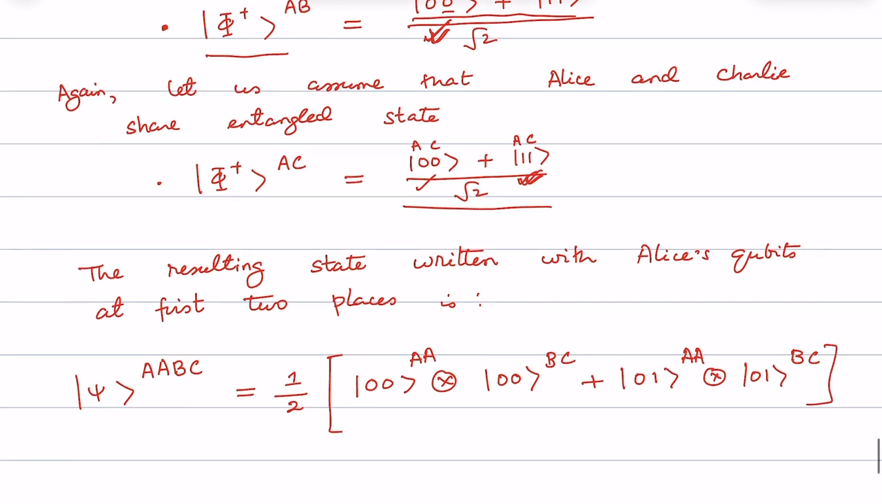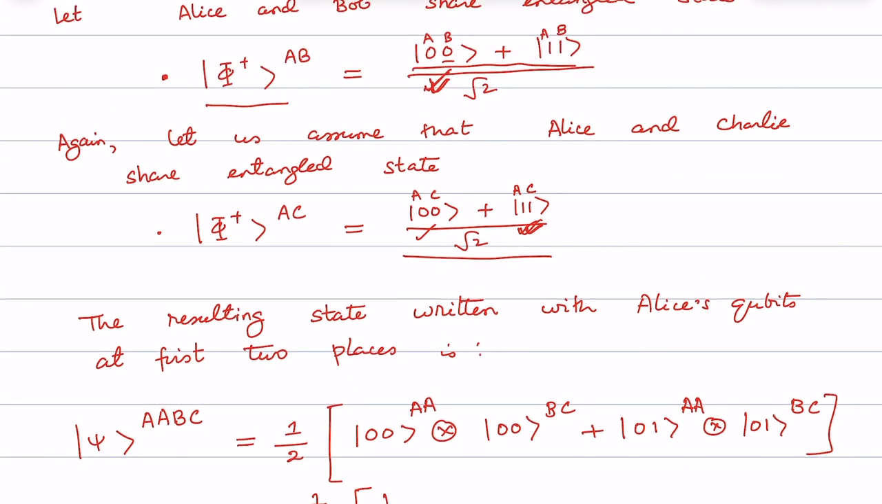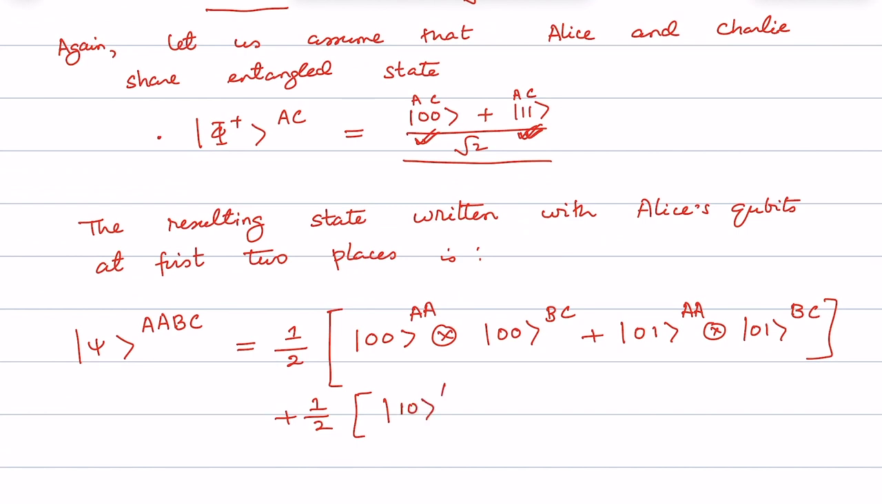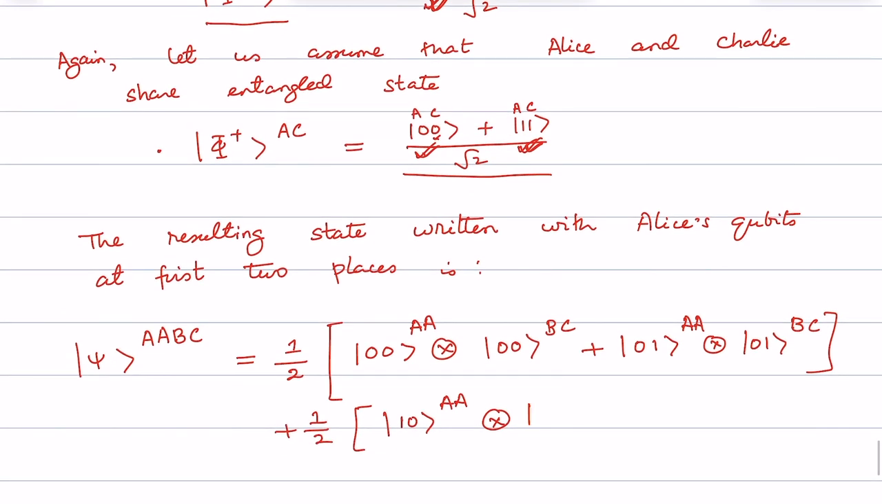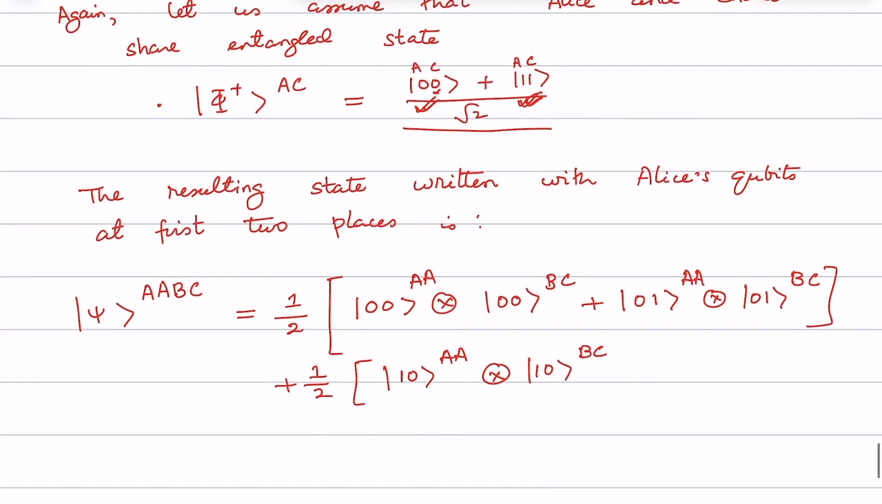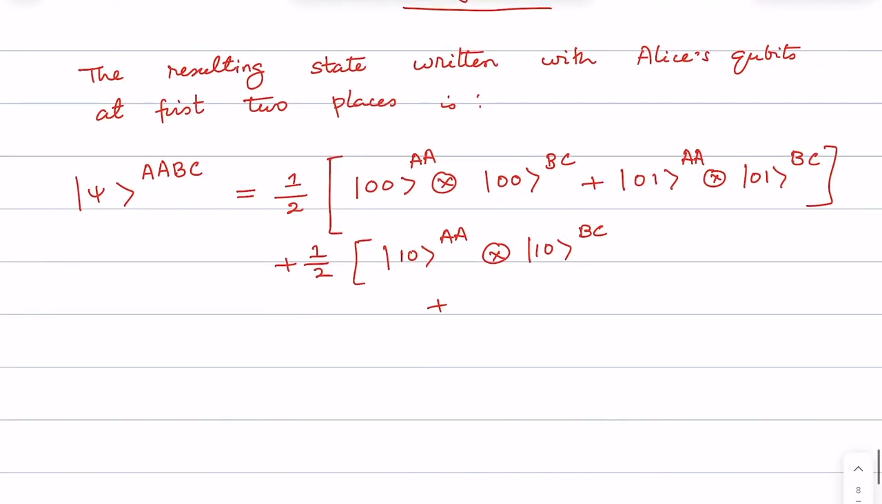And then you have another two possibilities, plus half. Now look at this one and this one: 10 belongs to Alice, and then this is your Bob and this is your Charlie. So that would be 10 10, belonging to Bob and Charlie. And then the final one: 11 belongs to Alice, and then 11 belongs to Bob and Charlie. I hope it's easy to see.